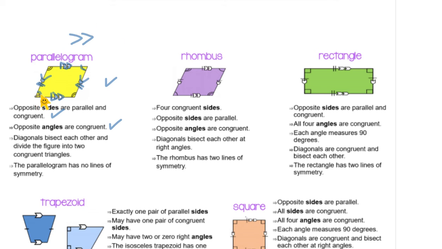Diagonals. Okay, diagonals are created when you connect the vertices, aka corners, okay? And these diagonals are bisecting, cutting each other in half into congruent pieces, okay? And they also divide the figure into congruent triangles, okay? Last information that you need to think about besides sides, angles, and diagonals of these shapes is line of symmetry. I'm going to use another color for that.